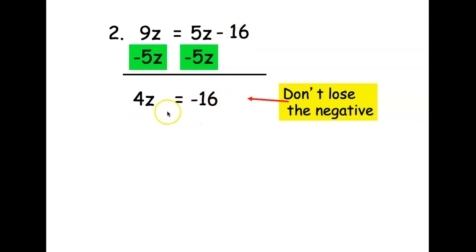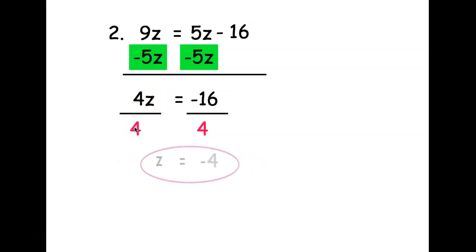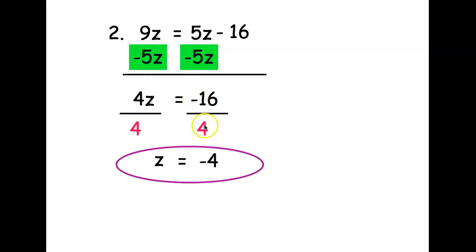So now, at this point, this looks similar. This is a one-step equation. This is 4 multiplied by z. You want to do the opposite or the inverse operation to solve for z. So the opposite of multiplication is divide. So you are going to divide both sides by the coefficient. The coefficient is 4. So 4 divided by 4 is 1. You have 1z. You don't have to write the 1. Negative 16 divided by 4 is negative 4.